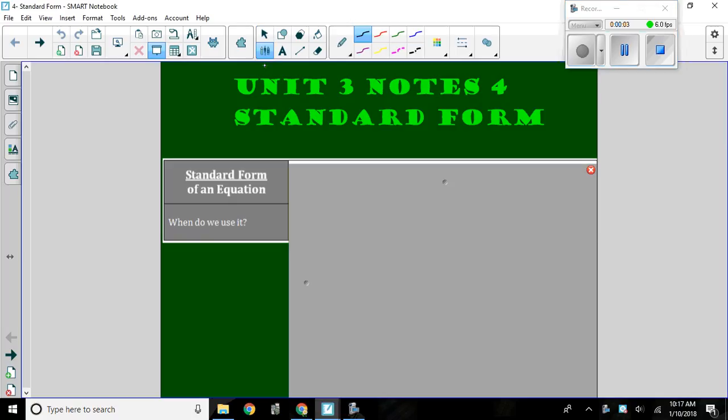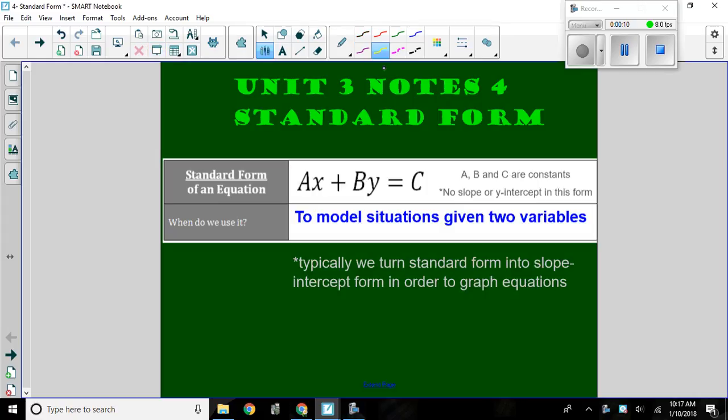Alright guys, we are on Unit 3, Notes 4, Standard Form today. So let's talk about what standard form looks like. Standard form looks like ax plus by equals c, and a, b, and c are constants. So that means that they're whole numbers. We don't use any fractions or decimals. There's no slope or y-intercept in this form. You would have to do some manipulating to get to them.